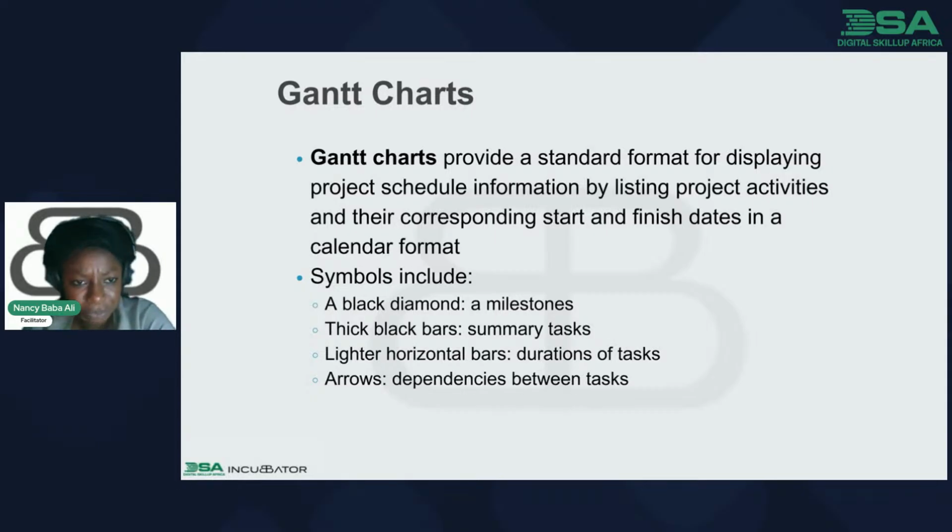Yeah, it's pretty much like that, and you get to see it and you'll be able to understand it. So some of the symbols that you'll find in a Gantt chart are a black diamond, which is a milestone, thick black bars, which are summary tasks, lighter horizontal bars, which are durations of tasks, and arrows, which are dependencies between tasks.